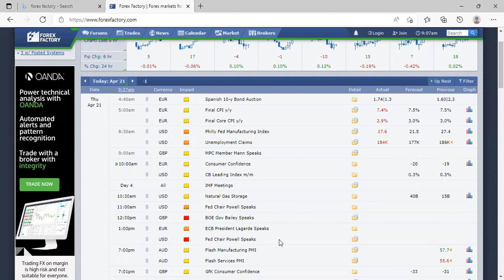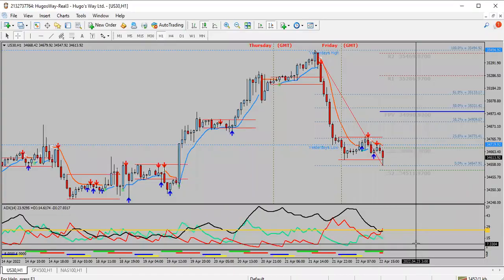I don't know why it's not coming up. Yeah, it's not coming up on the computer, but looking at it on my phone, we got two orange folders at 9:45. It's called Flash Manufacturing PMI and Flash Services PMI. So we got two USD news folders at 9:45, and we got a GBP folder at 10:30.